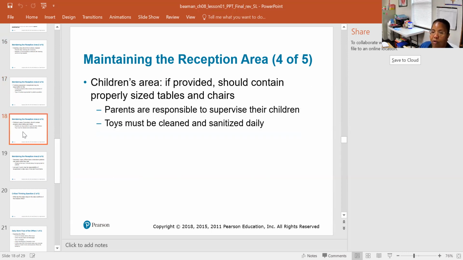Children's area, if provided, should contain properly sized tables and chairs. Parents are responsible to supervise their children, though they don't supervise their children all the time. Toys must be cleaned and sanitized daily, and with COVID, periodically. If you've got a group of children and they're leaving, you've got to disinfect and clean up.